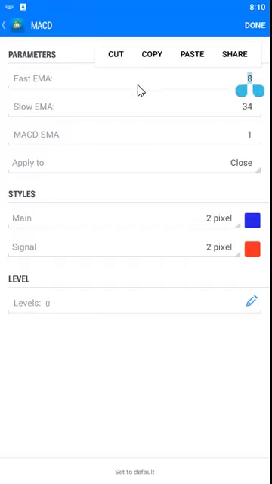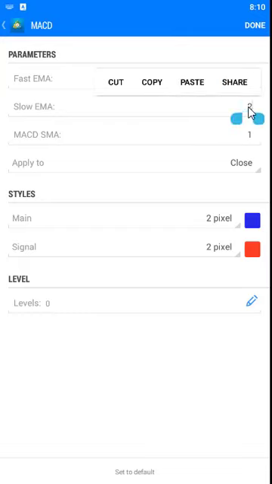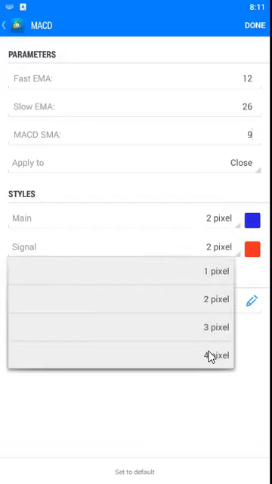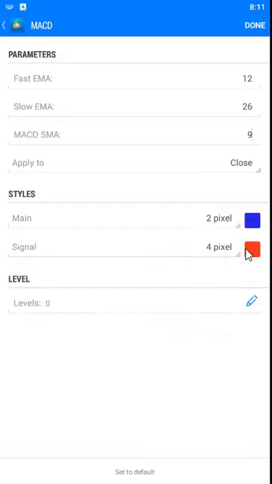So the parameters here, the fast EMA has to be 12. The slow EMA has to be 26. The MACD simple moving average SMA will be 9. Apply to closing price here. Then you come down here to the main, which should be 2 pixels, color blue. Then the signal should be 4 pixels. So you click and change it to 4, and the color should be red. Then you click on the level here.